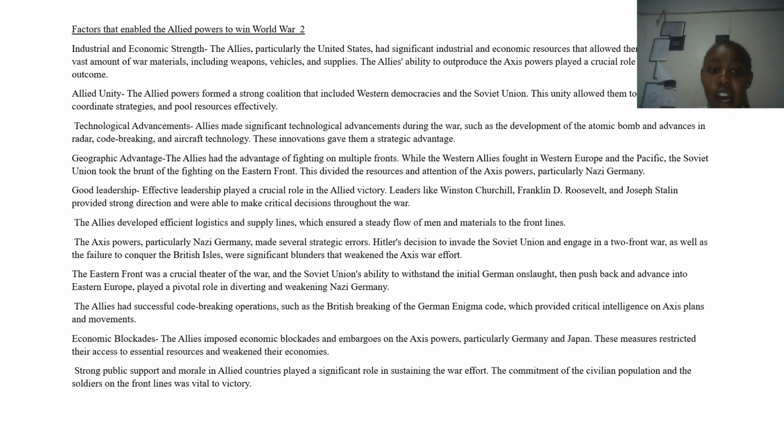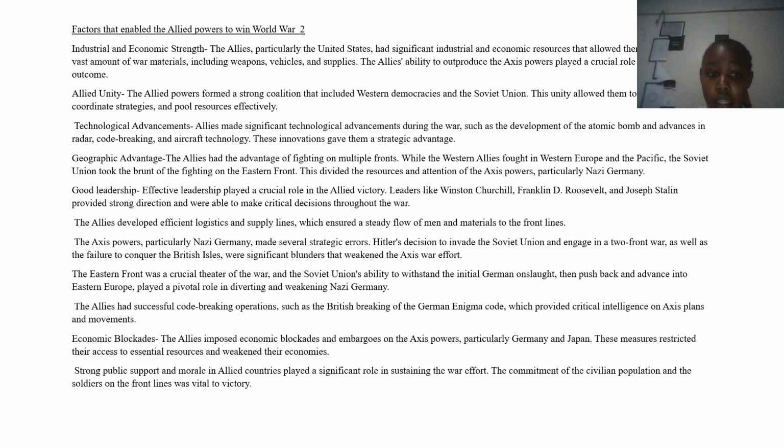Then geographical advantage, the Allies had an advantage of fighting multiple fronts, that is the Western Front and the Eastern Front. Then they had good leadership. They had good leaders like Winston Churchill, Franklin D. Roosevelt of the France, and Joseph Stalin was from Italy. Then the Allies developed efficient logistics and supply lines, which ensured a steady flow of men and materials to the front line.